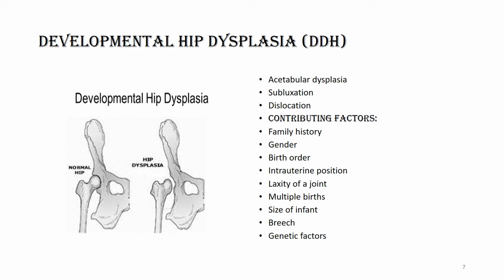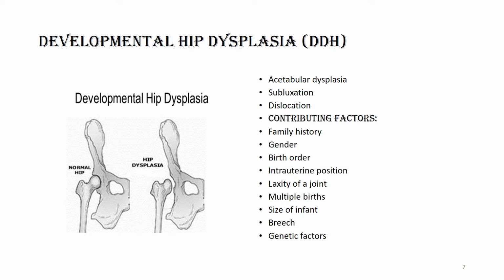The femoral head is not secured in the actual socket, so it can either slip in and out, slip downward, or slip out and stay out. That's the dislocation. The contributing factors is generally there's a family history of hip dysplasia. Gender, it tends to be the firstborn girl that is at most risk for this. The intrauterine position is really one of the biggest problems.